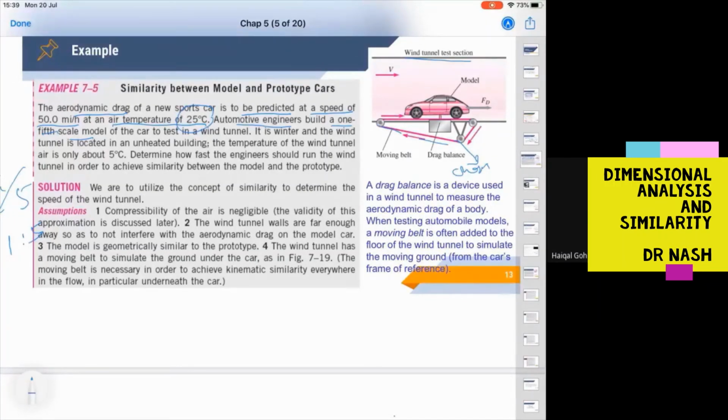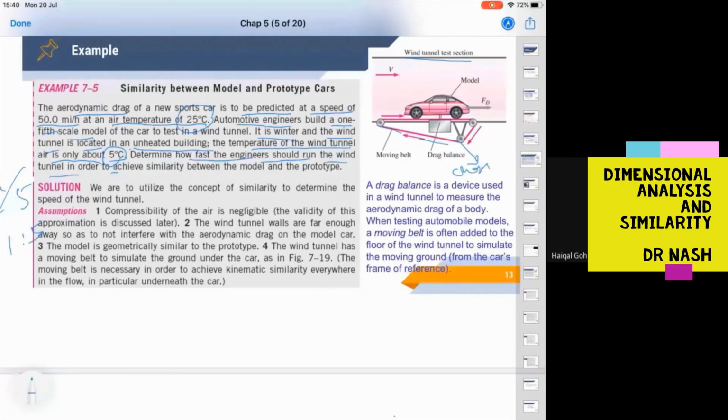It is winter and the wind tunnel is located in an unheated building. What does that mean? It means that in an unheated building the temperature is low, very low. The temperature of the wind tunnel air is only about 5 degrees C. Determine how fast the engineers should run the wind tunnel in order to achieve similarity. Look, this is the purpose of our test, to achieve similarity.